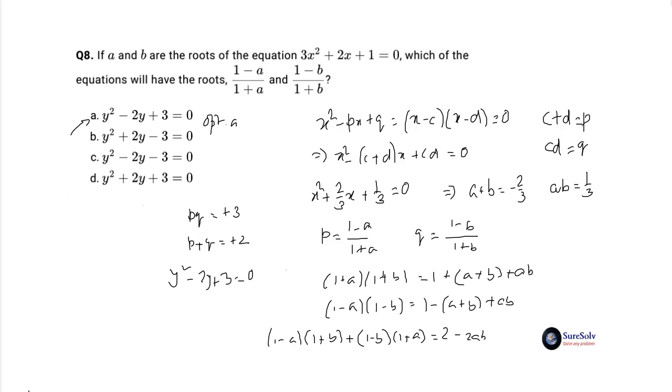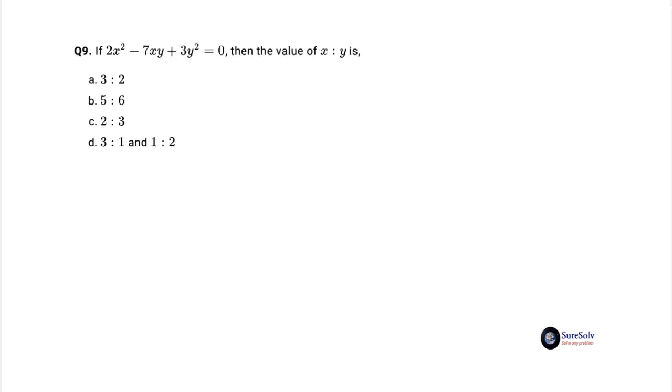Important concepts and techniques used for solving this problem are relationships between the roots of a quadratic equation, and the product of roots and sum of roots concepts. Let's take on the ninth question. Question 9 is, if 2x squared minus 7xy plus 3y squared equal to 0, then the value of x is to y is option A 3 is to 2, option B 5 is to 6, option C 2 is to 3, and option D 3 is to 1 and 1 is to 2.